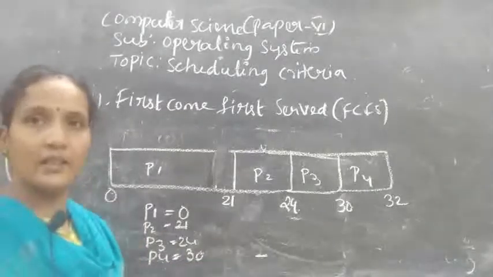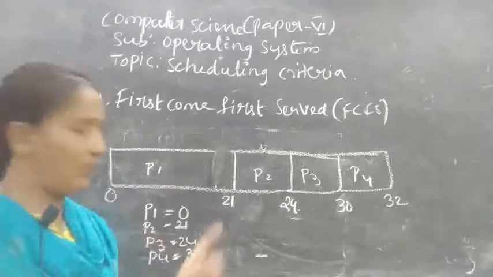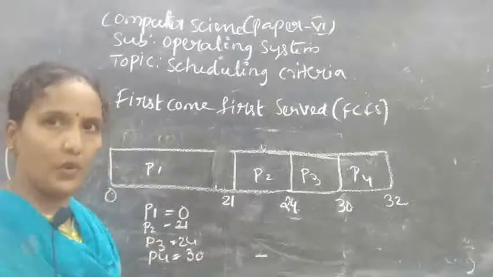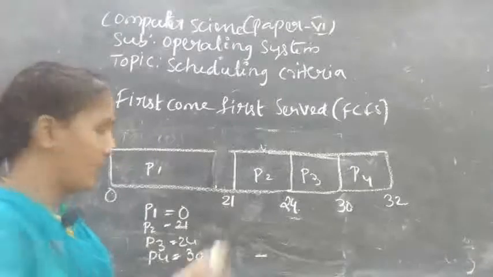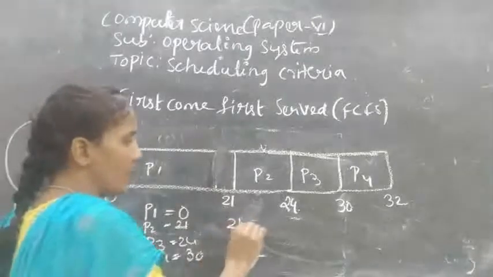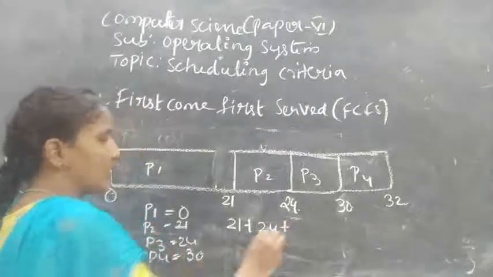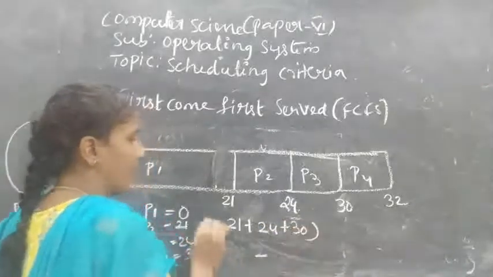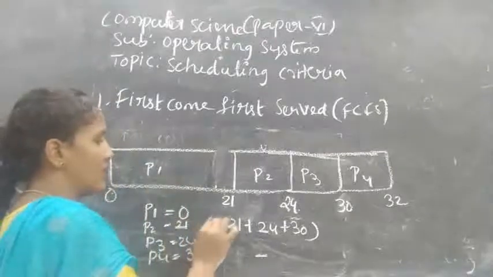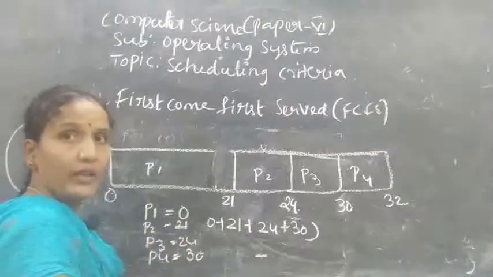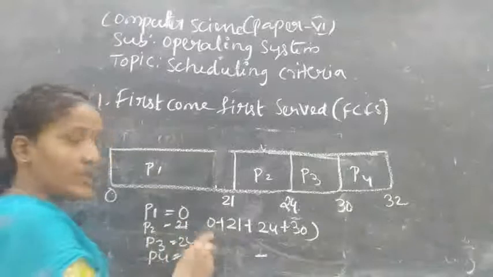Now we will calculate the average time of these processes. Means total how much time? Now 21 plus 24 plus 30. Actually, the waiting time of P1 is 0. You need to calculate this in the exam. It's compulsory. You have 2 marks for this.